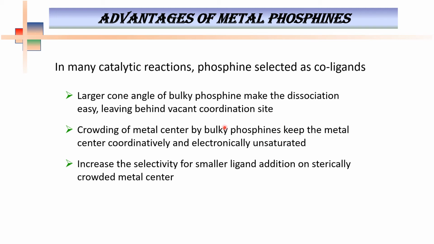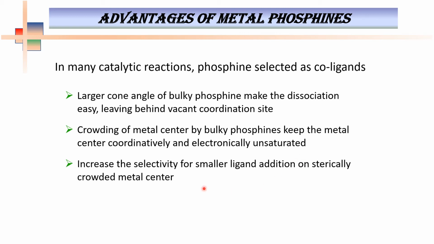Secondly, the bulkiness of the phosphine makes the metal center to some extent coordinatively unsaturated as well as electronically, because more bulky ligands will not allow the saturation of the coordination sphere, and therefore electronically as well as coordinatively the metal remains unsaturated, leading to the probability of association.